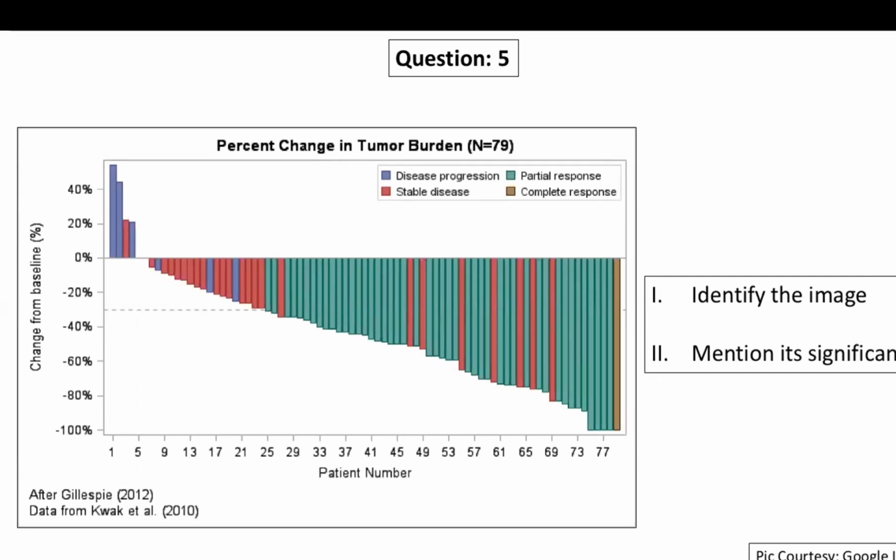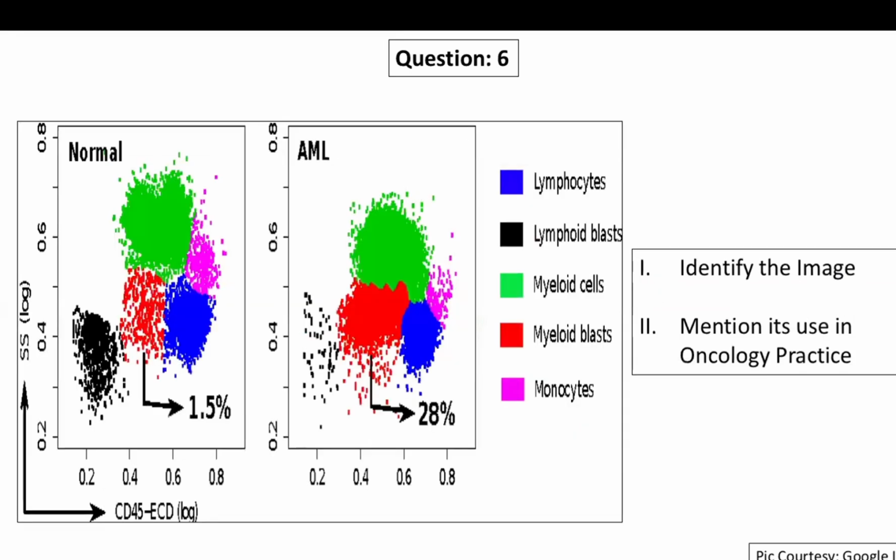So when you're going ahead with a particular drug treatment, we use this plot to describe how each individual patient will behave, or how they are responding to a particular drug or treatment. Okay. The next question: can you identify this diagram or figure?